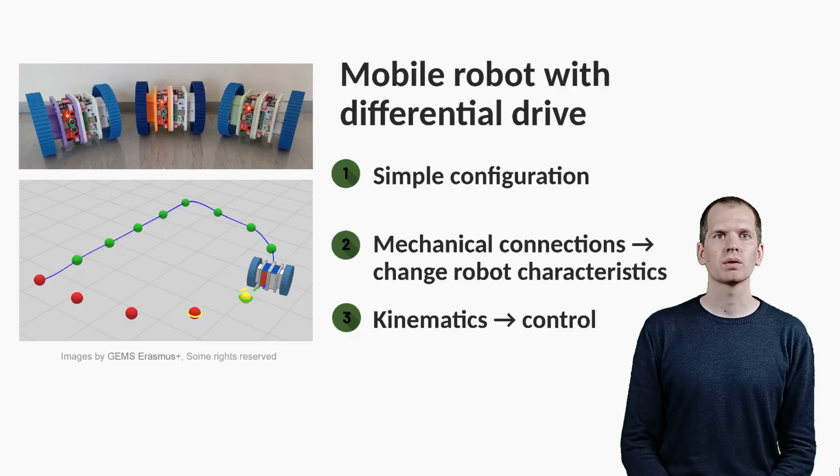A wheeled mobile robot with a differential drive is a robot with a simple configuration, but nevertheless requires a lot of different components to be connected in a correct way. Understanding of the robot's kinematics is especially important to successfully design and control it. The robot we were studying also demonstrates the use of the modularity concept and 3D printing process to create all the mechanical connections that you can modify to change the robot's characteristics.